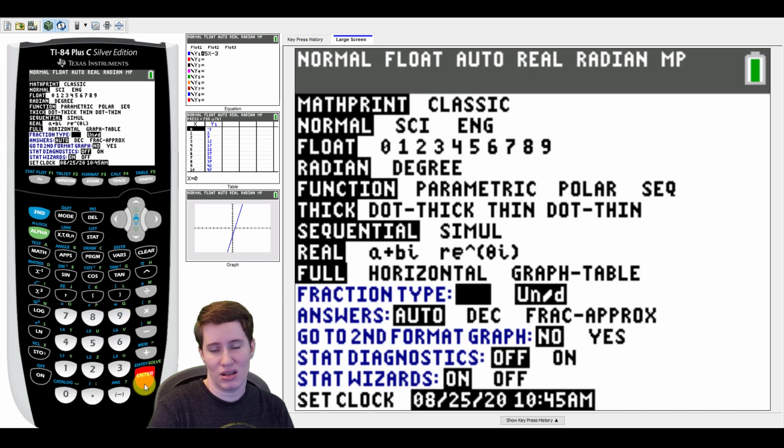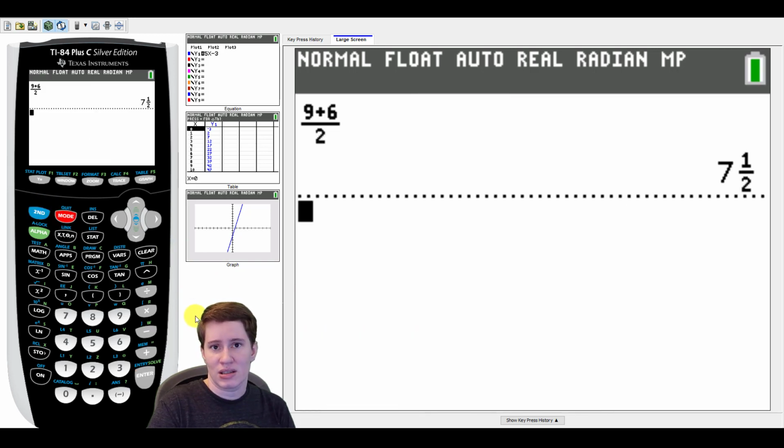I think for pre-calculus and above, for sure, improper fractions are more helpful, and quite possibly for algebra 2 and above, but maybe not. I do not know what go to second format graph is, so if you know and want to comment on the video to let me know, that's great. And this is not a video about statistics, and that's what these last two are for, so I'm not going to worry about those either. But that was a lot of info.